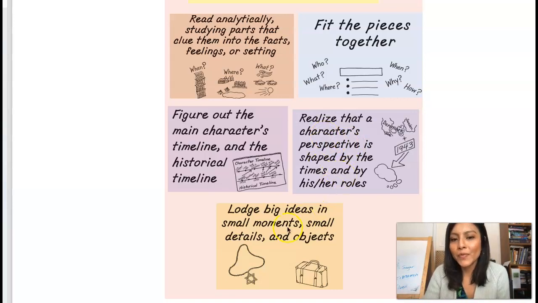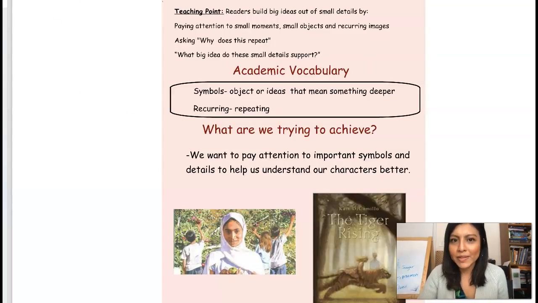Okay, today we're going to move on to lodging big ideas in small moments, small details, and objects. And we've done a lot of work around this in 4th grade, so you guys are going to be experts in this lesson. So let me read you our teaching point. Readers build big ideas out of small details by, first, paying attention to small moments, small objects, and recurring images. Then we're going to ask, why does this repeat? What big idea do these small details support?